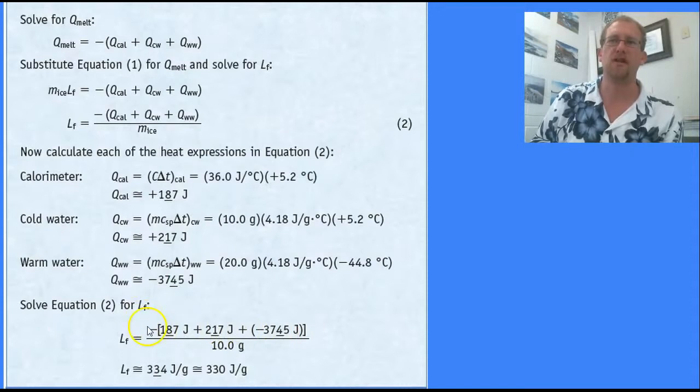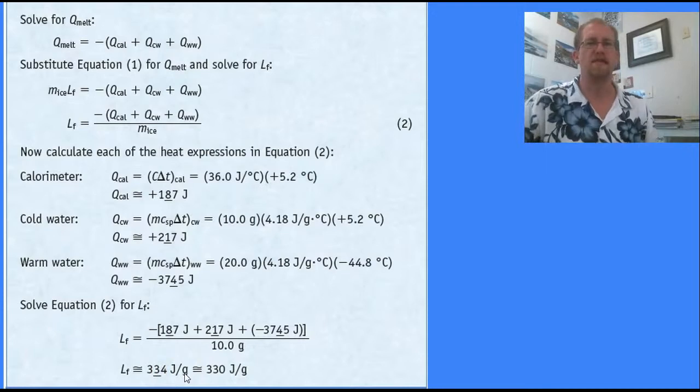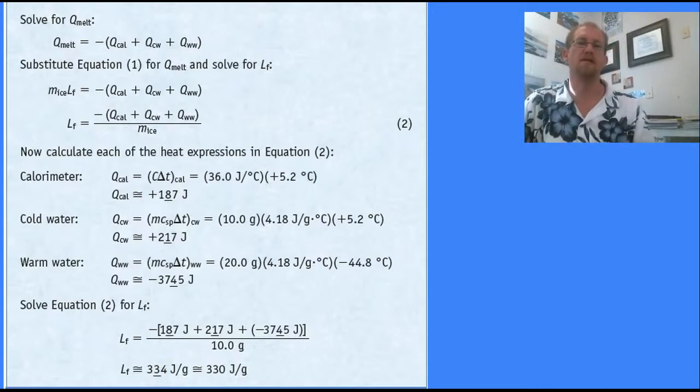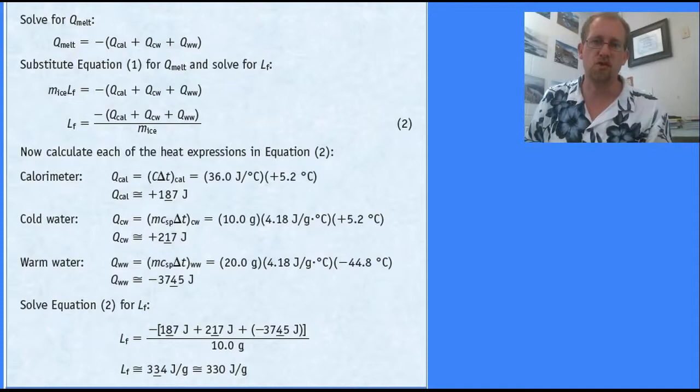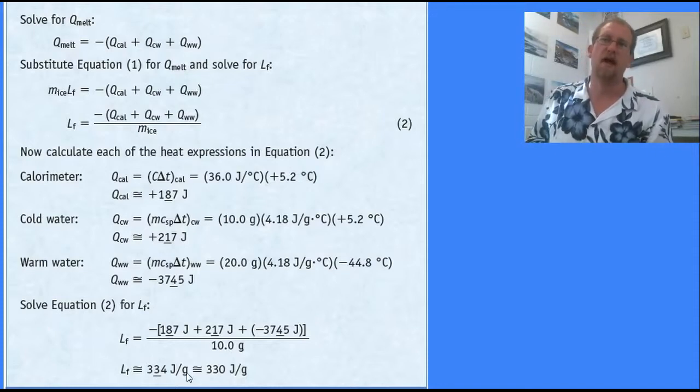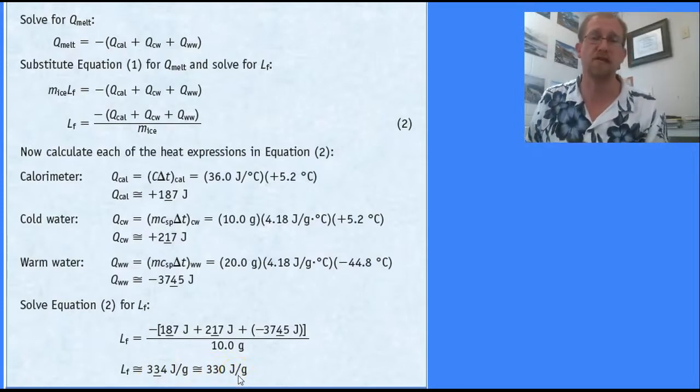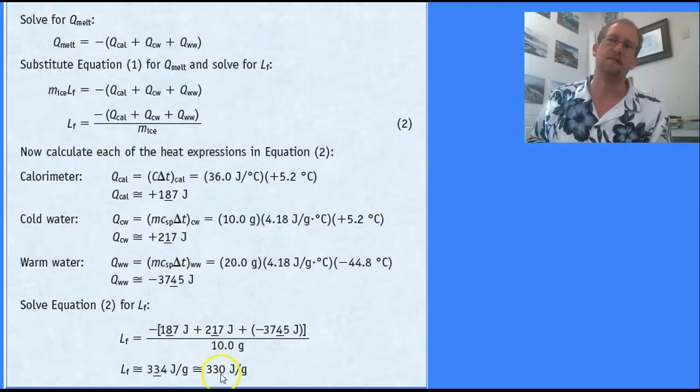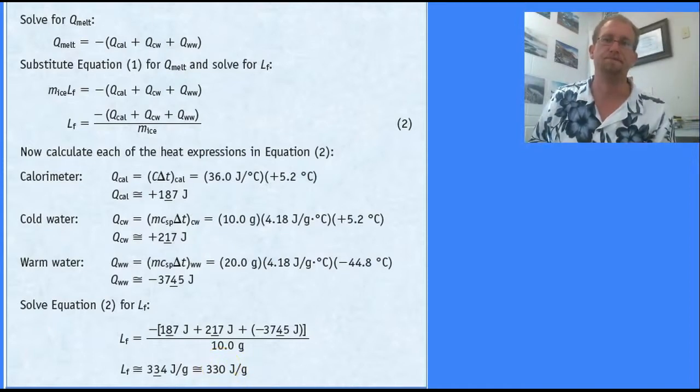I add them up, I change the sign, I divide by 10, and I wind up with 334 joules per gram. That is what I'm saying is the quantity of energy that it took to melt the ice, right? 334 joules of energy per gram of ice. And in significant digits that would be 330 joules per gram. And if you look at a table, that's very close to the accepted value. The accepted value, I think, is 331 or something like that. So this would be very, very good experimental results in the lab.